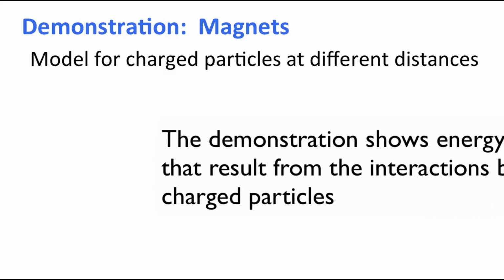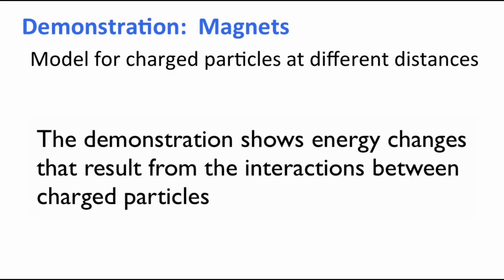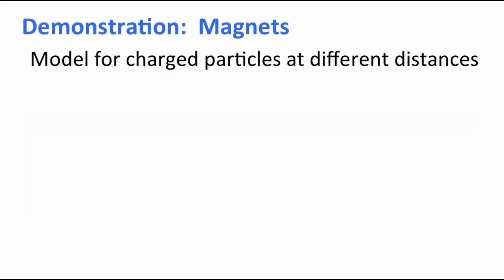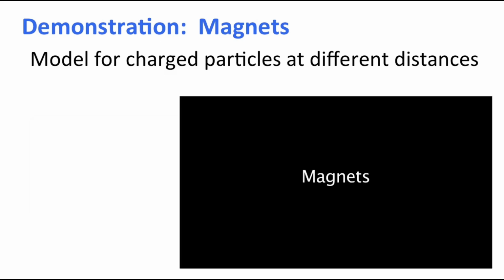In this demonstration, we'll be looking at energy changes that result from the interaction between charged particles. Let's look at these interactions between magnets as a model for the interaction between charged particles. First, I'll start with a system where the charges facing each other are the same. They're either both positive or they're both negative.